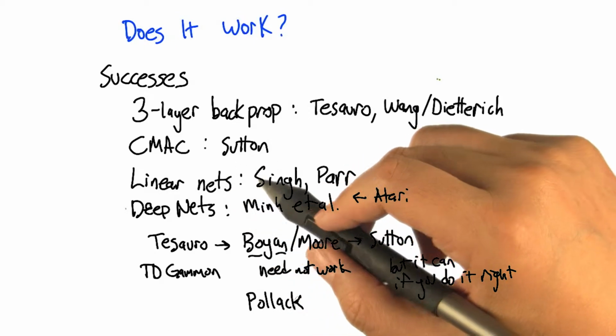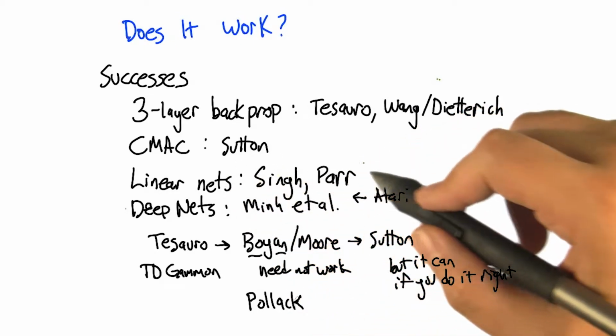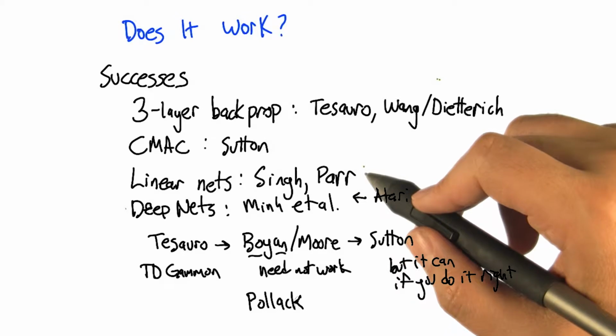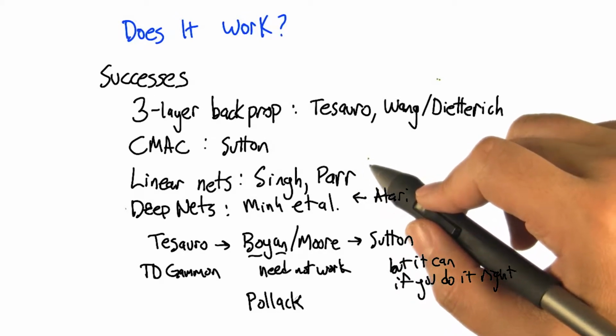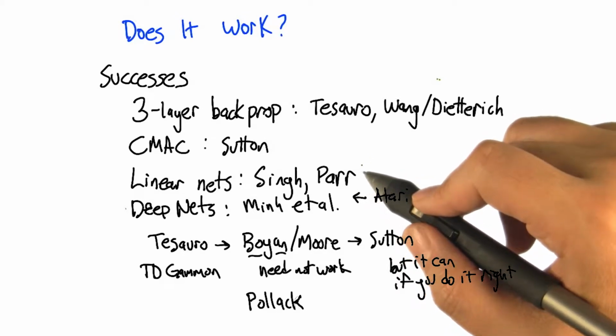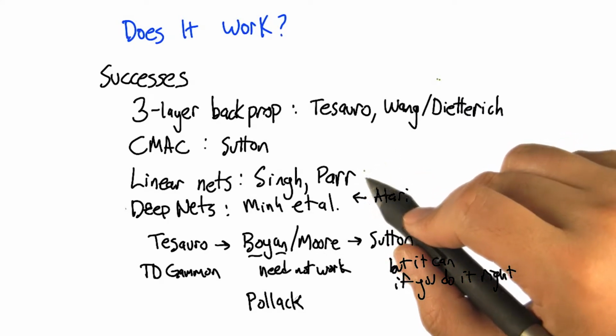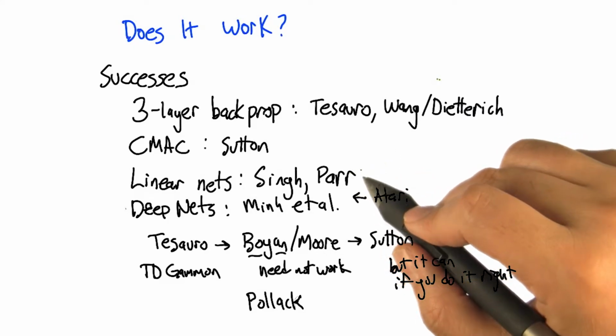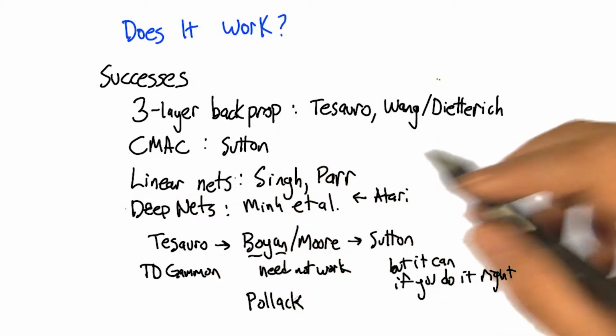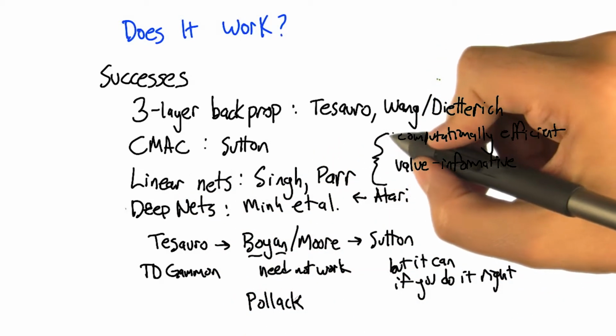Linear networks are, like we mentioned before, the learning rule is really simple for those, so that's great. People like Satinder Singh and Ron Parr have gotten cool things to happen for things like cell phone channel allocation, and so that's pretty cool. You have to be really, really careful about what features you use, right? Because actually, I probably should have mentioned this before.